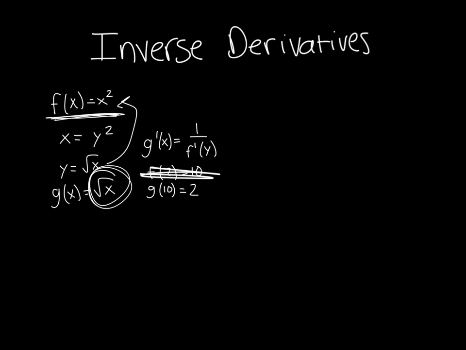Okay. So if they want you to find g prime of 10, then g prime of 10 equals 1 over f prime of 2, using this 2 right here, because this is the y value for g of x, right? Okay, so let's get into an example of this down here.